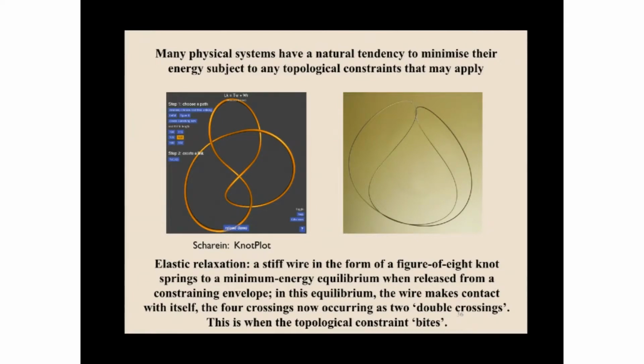A stiff wire, in the form of a figure of 8, springs to a minimum energy equilibrium when released from a constraining envelope. This is the way it comes. In this equilibrium, the wire makes contact with itself, the 4 crossings now occurring as 2 double crossings. This is when, you might say, the topological constraint, the fact that it is knotted, bites, it takes effect. And that is a minimum energy configuration, and it would be nice to actually calculate that geometric shape, but you'd need to be given the elastic stress-strain relationship and whatnot for this wire. Nice problem.